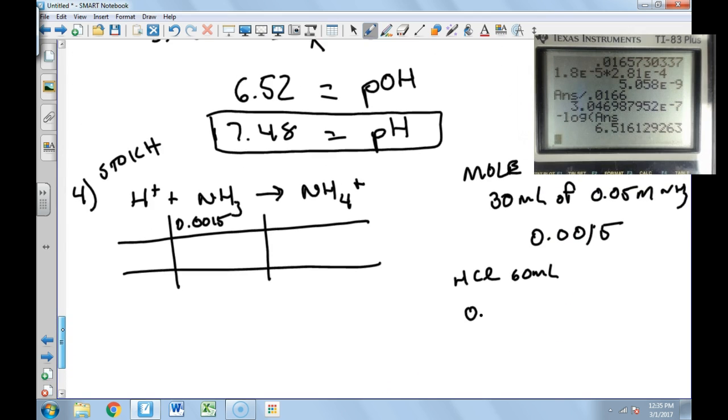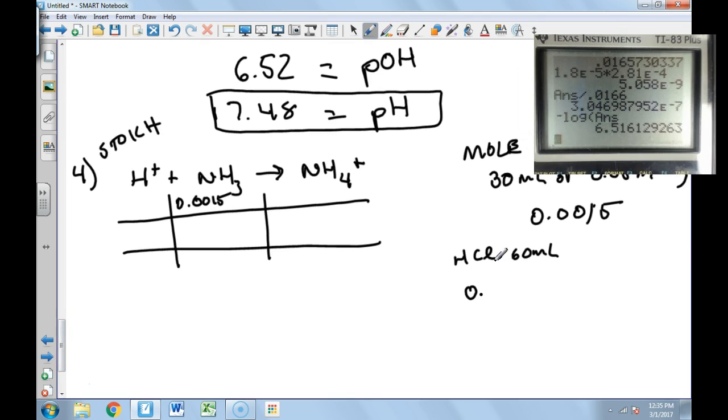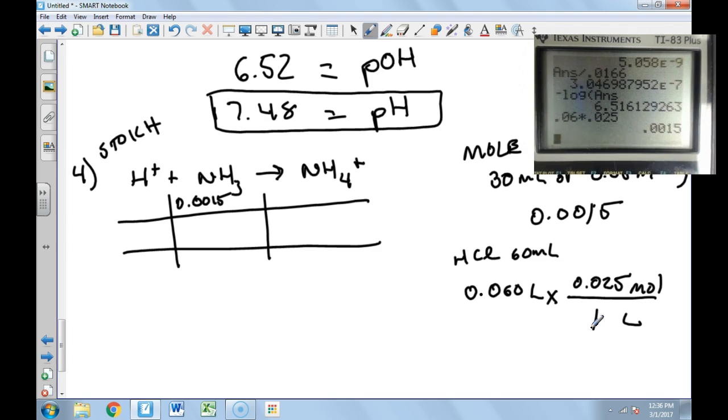So 60 milliliters of that is going to be 0.060 liters. X-line it, liters on bottom, moles on top, and it's 0.025 moles for every 1 liter. And so we do that math, 0.06 times 0.025, and so now we get that is 0.0015 moles.